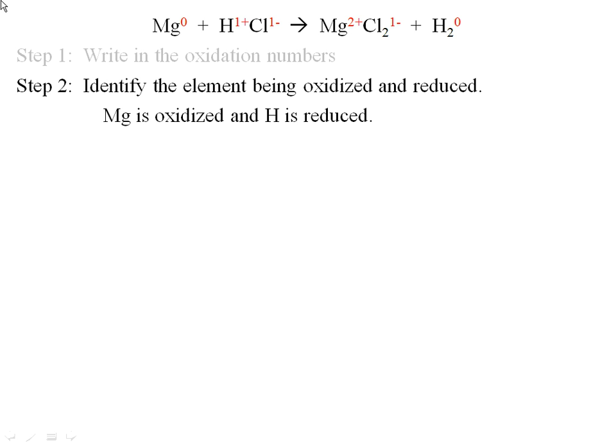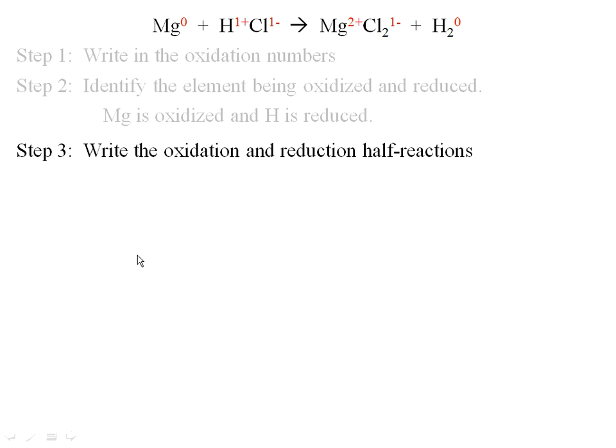Now, the next thing we want to do is write in the half reactions for this chemical reaction. Writing out the oxidation and reduction half reactions, magnesium is undergoing oxidation. It goes from 0 to positive 2, so we need 2 electrons in the products showing them being lost. And then hydrogen is gaining electrons. But you have to be a little careful here. You have to remember that hydrogen is diatomic in the products.